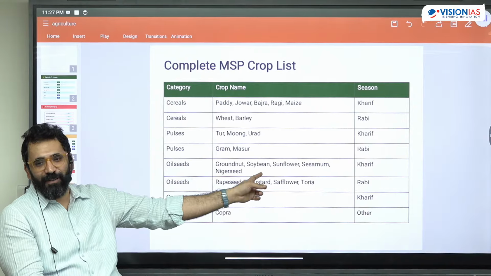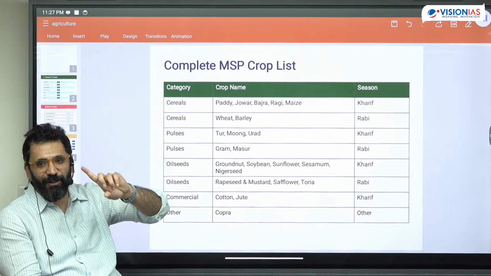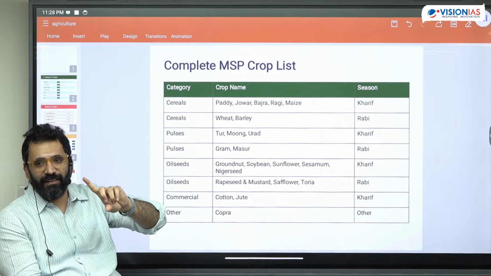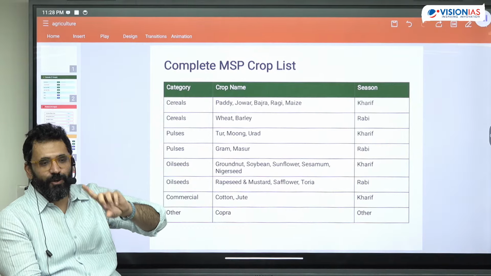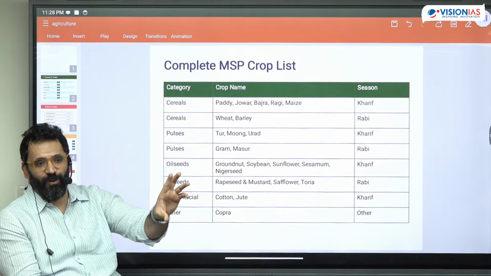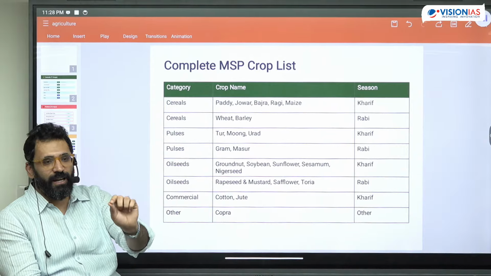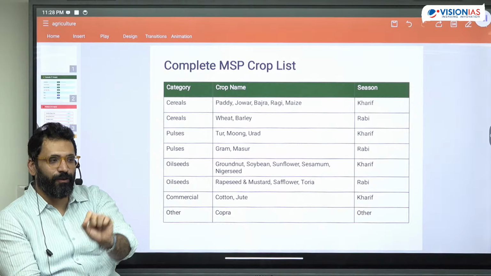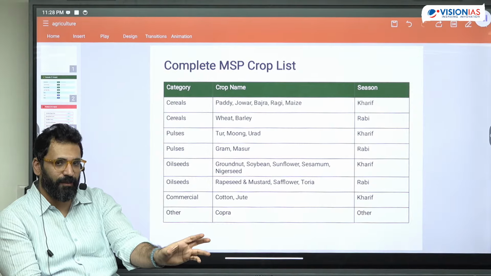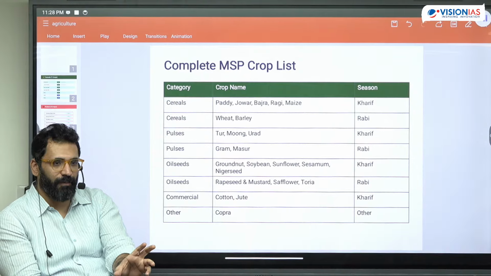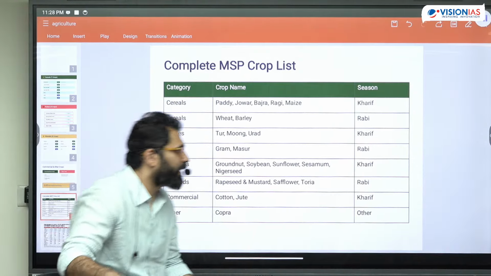Complete MSP crop list, 23 odd crops. One thing to remember here, sugarcane is not MSP. Sugarcane is FRP. Sugarcane is backed by a law. Both sugar and sugarcane are essential commodities. Sugar has a minimum selling price, so as to promote healthy competition amongst the mill owners. Sugarcane, so that a remunerative price is given to the farmer. ये सारे price कौन decide करता है?